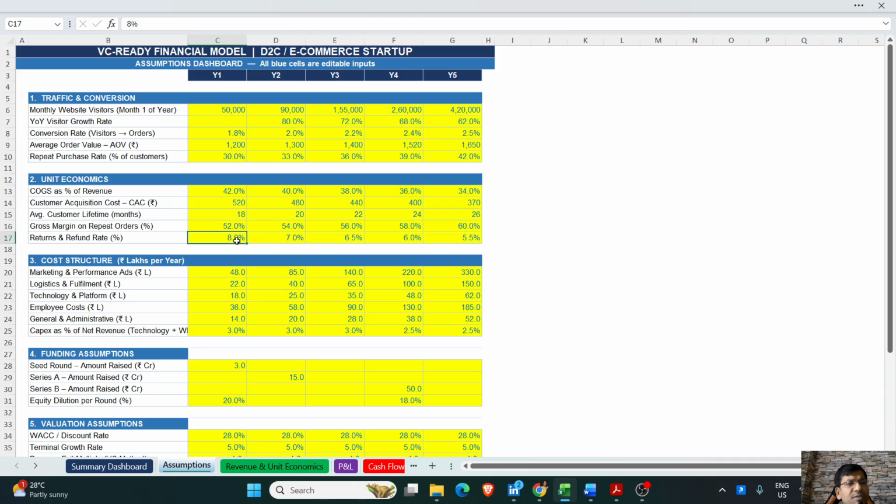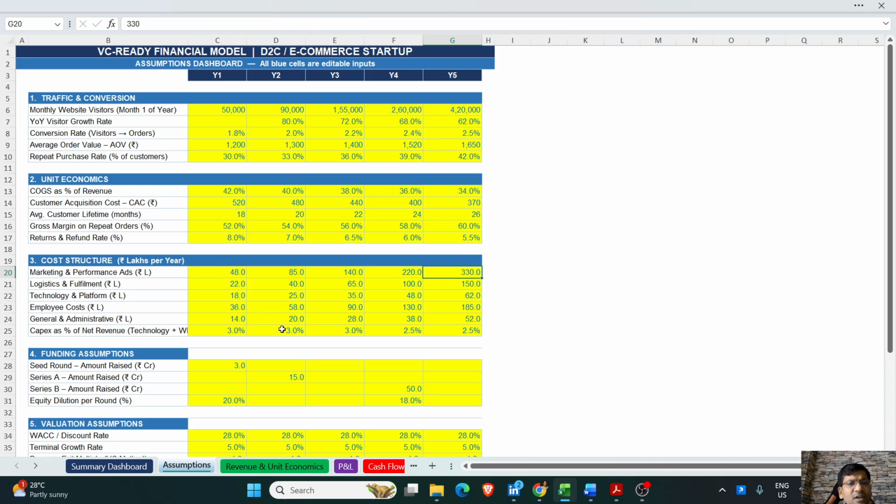Plus, in a D2C company, you will always have a fixed cost structure where you're going to spend a lot of money on marketing and performance ads, on logistics and fulfillment, technology and platform, and employee cost, along with general and admin cost. So these line items are there, and every year they will keep increasing. We have put them in yellow and blue because these are all inputtable by the user. So depending on what the entrepreneur feels about the business, this will always be there.